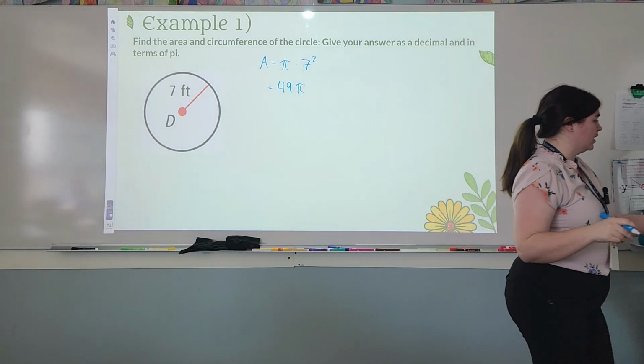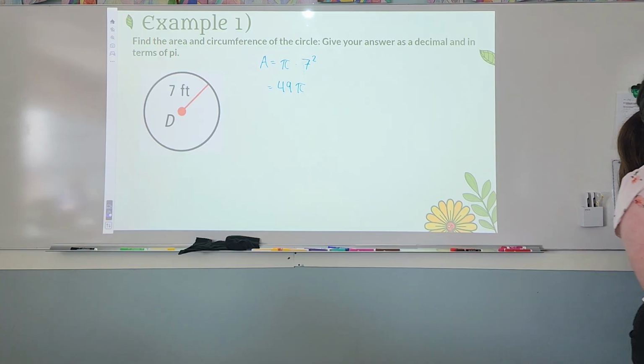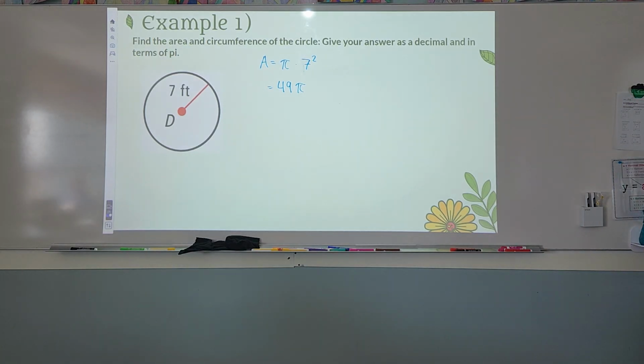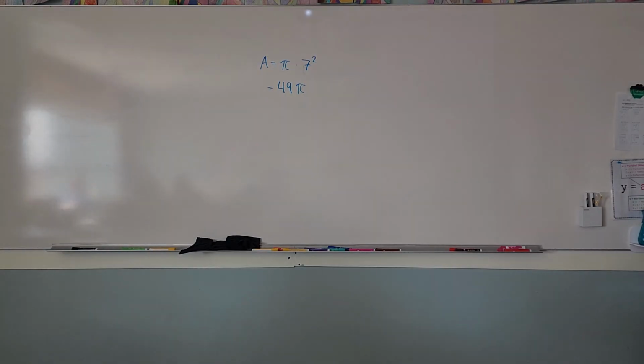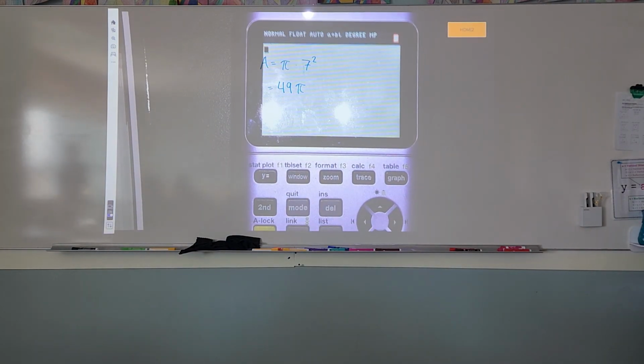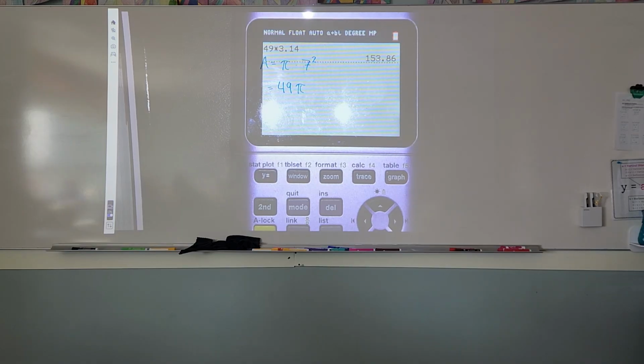Now we're going to type that into our calculators. Oh, my battery is low. I'm going to put my calculator on the screen, and hopefully it won't die. When we type these, in the past, you have probably used 3.14. So you would have done 49 times 3.14 like that to get 153.86. We are not going to use 3.14. We are going to use the pi button.